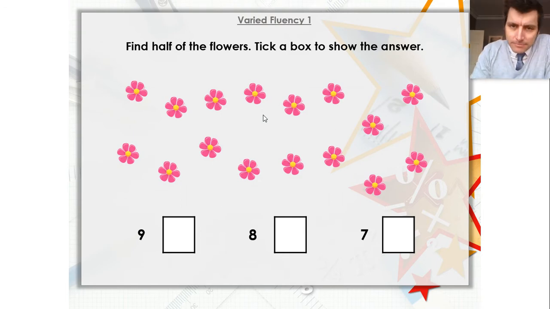Okay, look at all these flowers. What would half of them be? Now, if I'm doing this, what I do is I look at the whole amount. So I count the whole amount because they're not in an array where they're neatly positioned. I can't always do a calculation. I'm going to count them.